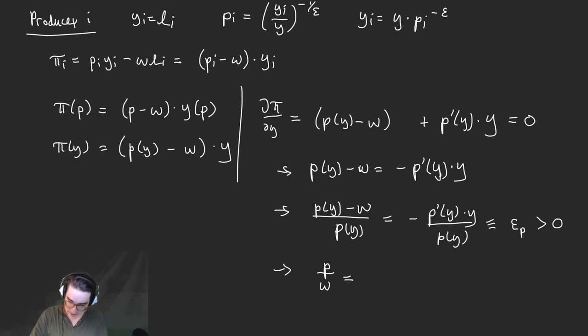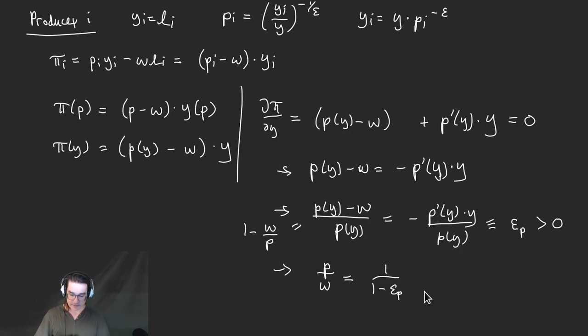Okay, so let's start from here. This thing is 1 minus w over p. It's just dividing through by p. So then if we think about 1 over 1 minus this thing, we're going to get p over w. So this thing here is equal to epsilon p, and 1 over 1 minus this thing is p over w. So that's 1 over 1 minus epsilon p.